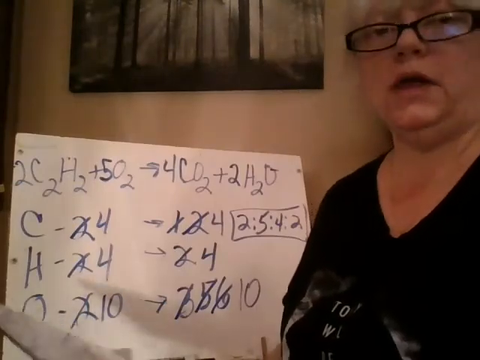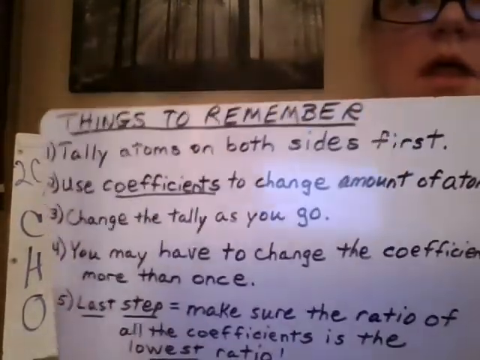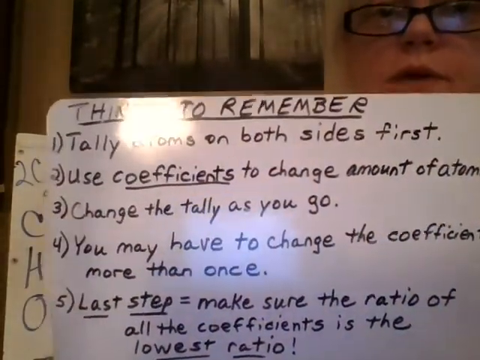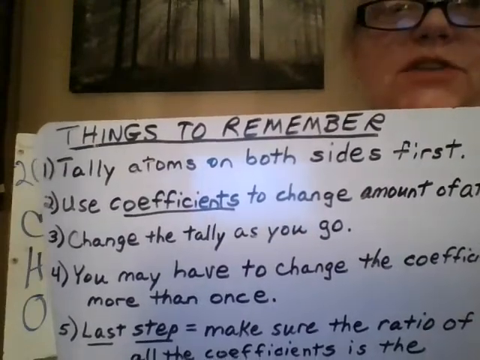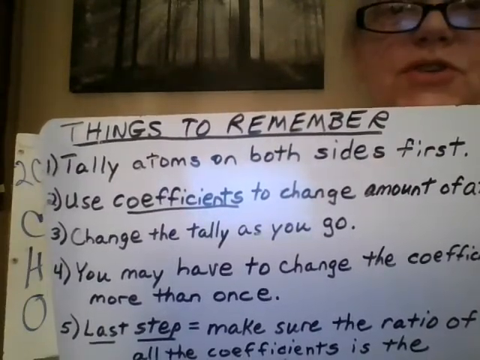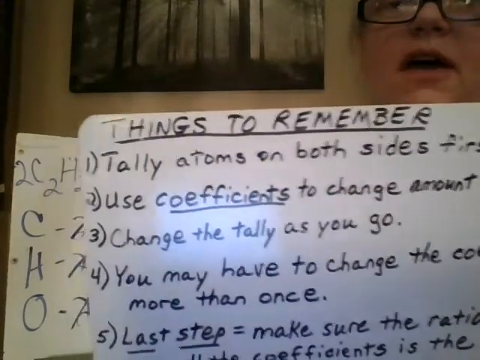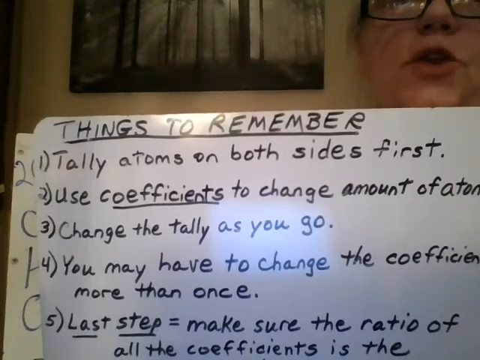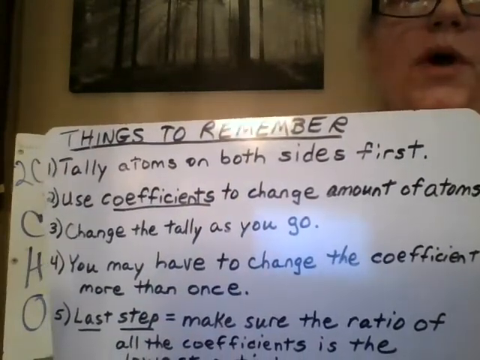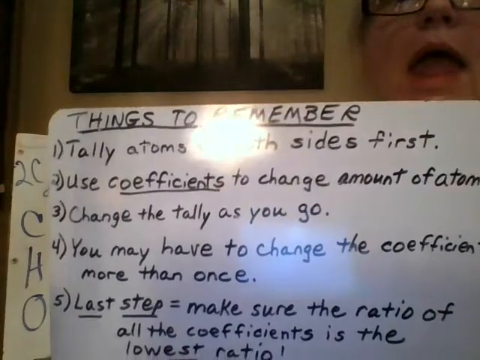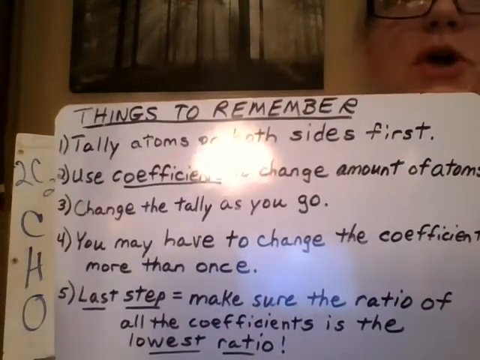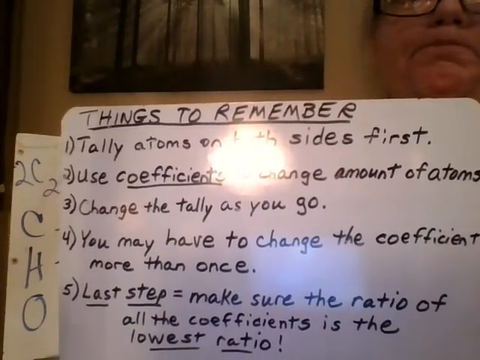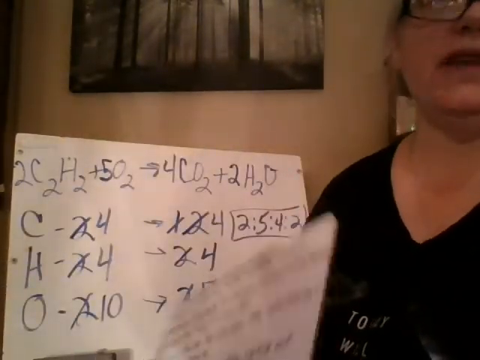So just a real quick, right here, some things to remember. Number 1, let me get it right, tally atoms on both sides first. 2, use coefficients to change the amount of atoms. Change the tally as you go. And you may have to change the coefficients more than once, especially on this last example. And the very last step is to make sure that ratio of the coefficients is in the lowest ratio. And that will be a final answer if it is.